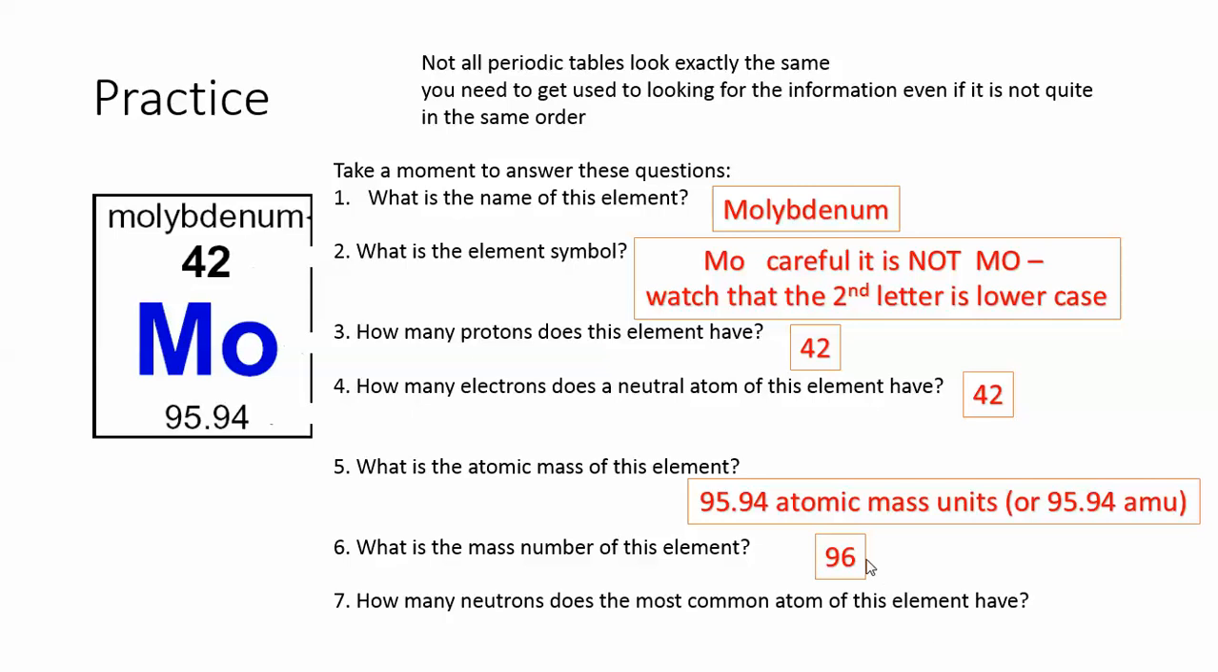Well, recall the mass number tells us the total number of protons and neutrons. So if my protons plus my neutrons equals 96, then 96 minus my number of protons, or minus my atomic number, will give me the number of neutrons. And in this case, 54 neutrons.